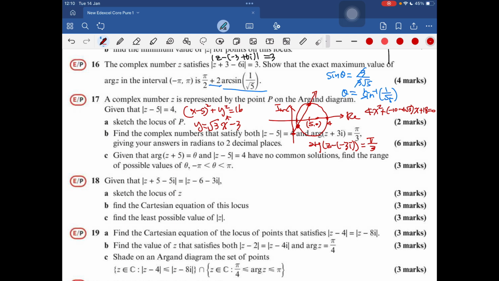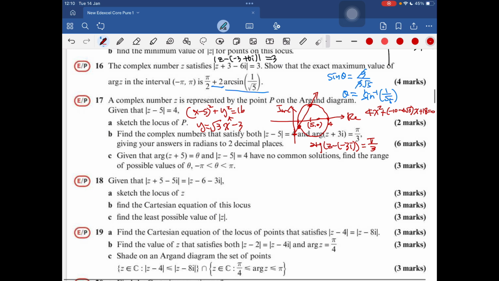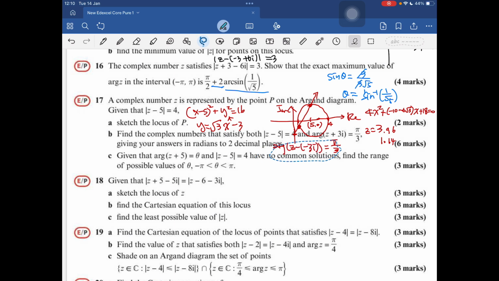So x is 3.96, 2 decimal places, and 1.14. So this is one z and the other z. But this is only the real part yet. So now we need to find the imaginary part.